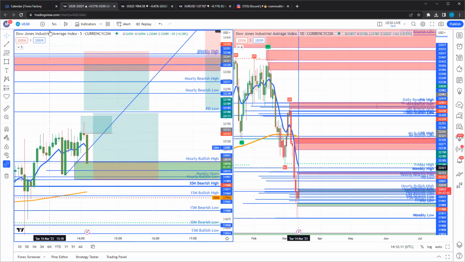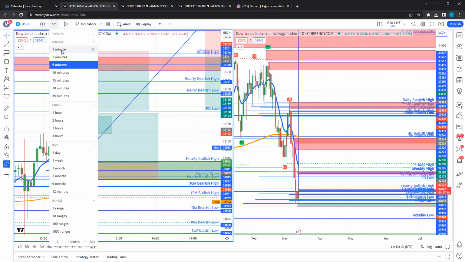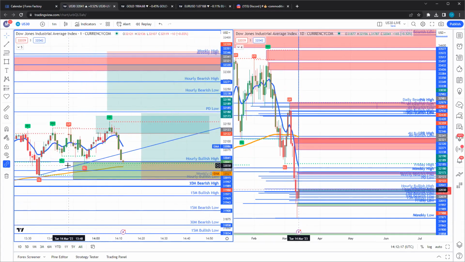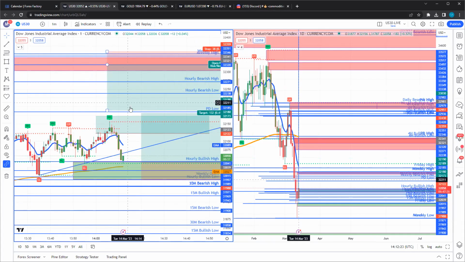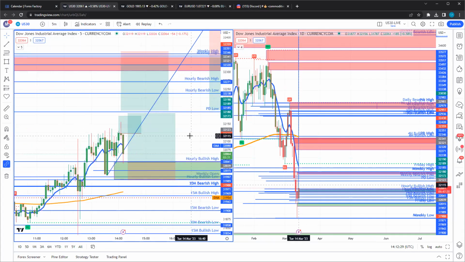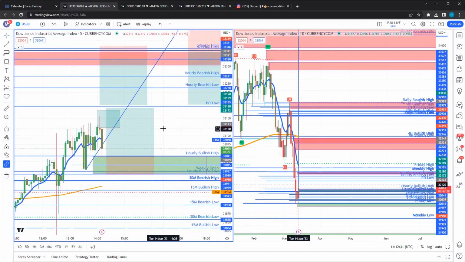So what happens here, what I'll do, I'll go to the 1 minute. So I have a higher high, I have a lower low here. Now, if this low gets broken and a lower low gets established, maybe that's the point to cut my trades out. But for right now, I'm still holding my trades.